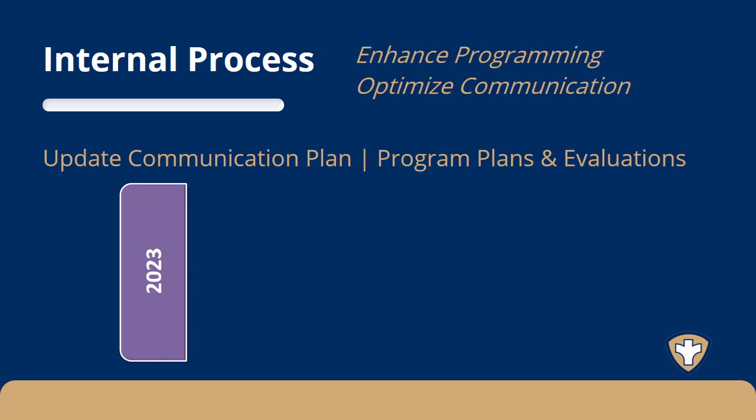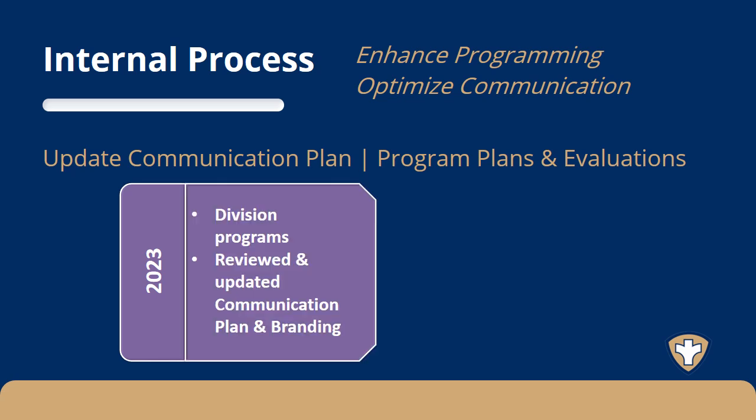Now we will move into the internal process perspective. The objectives here are to enhance programming and optimize communication at the health department. This is measured by an updated communication plan and by program plans and evaluations being completed. This group started off in 2023 by looking at all of the programs within each division, creating a list of those. The group also reviewed the communication plan and started updating the plan, and then set goals on what it would look like to accomplish some of the initiatives within this perspective.